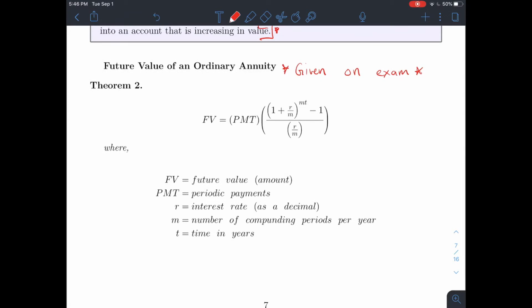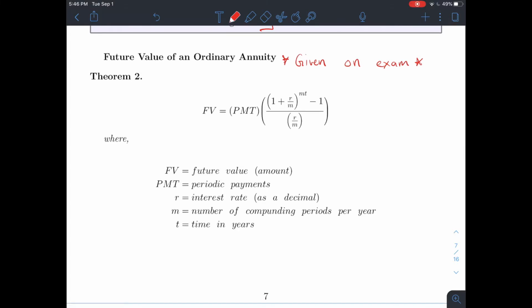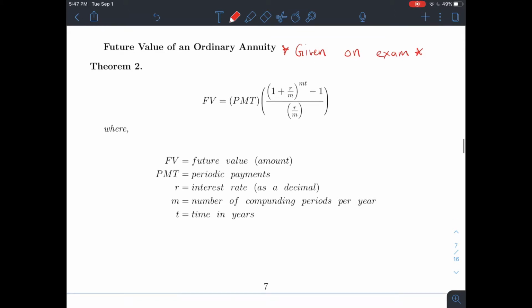Okay, so FV is the future value, the amount, so it's a dollar amount. PMT are the equal periodic payments that we're throwing into the account. If we come back to the first of the month example, we're throwing in 500, 500, 500, 500 every first of the month. R is our usual interest rate, so look for that percent symbol. M is that same number of compounding periods per year, and T is time in years.